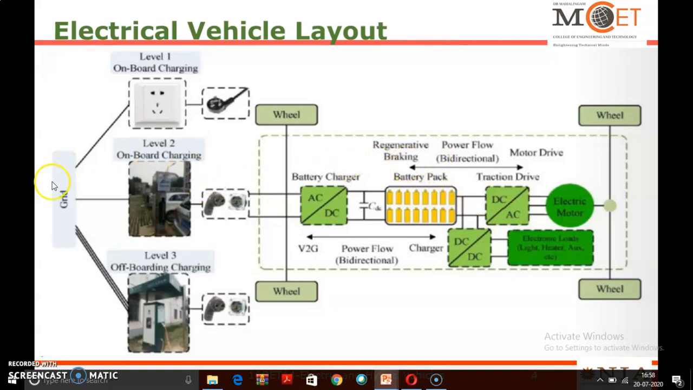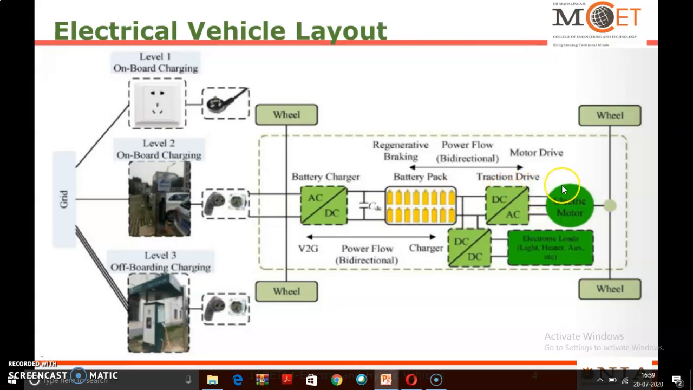This electric vehicle will act as a source. This electric vehicle will act as a load when the grid is supplying the electricity to the electric vehicle.